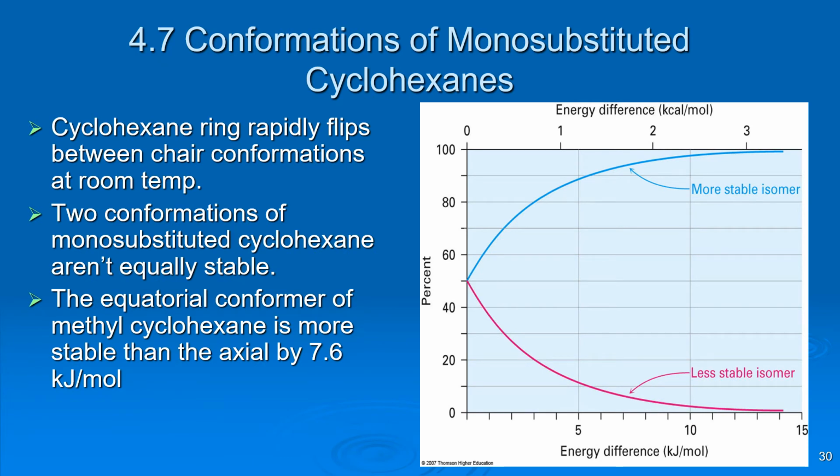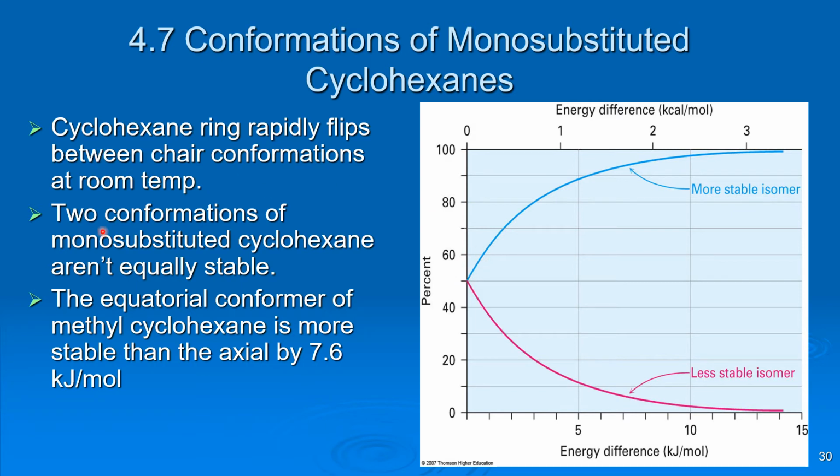So if it's all hydrogen, if you just have cyclohexane, then it can just flip back and forth, and there's really no difference between the 2 of them, because you've got 6 hydrogens that are equatorial and 6 hydrogens that are axial, and it doesn't really matter which hydrogens are which. But a lot of interesting things happen when you have a monosubstituted cyclohexane. So if you've got something attached to it, and this is kind of a weird graph too, which I'll explain in just a second.